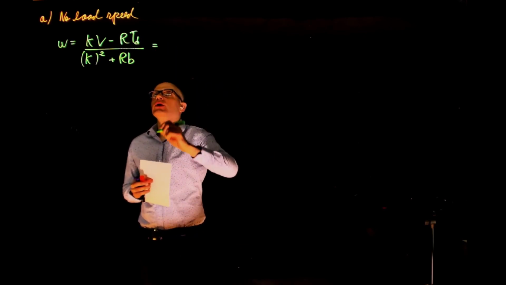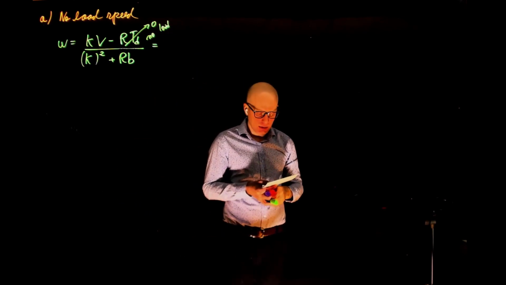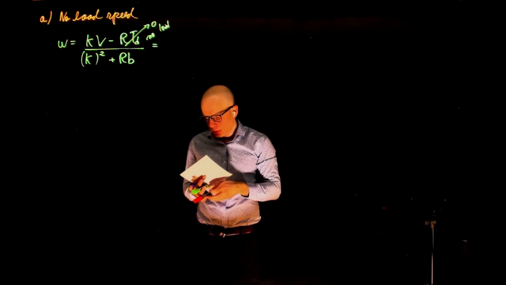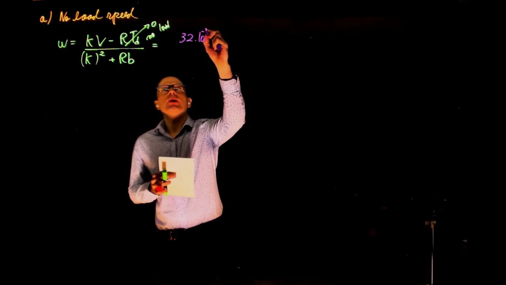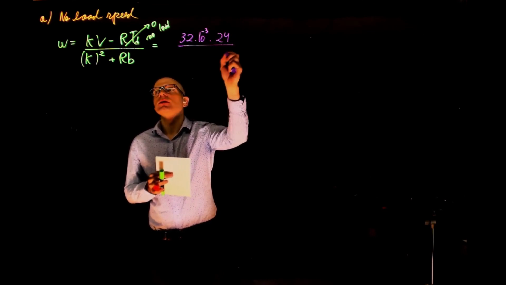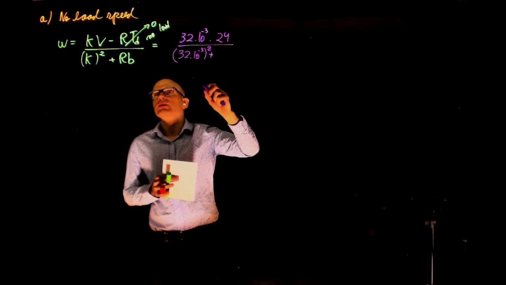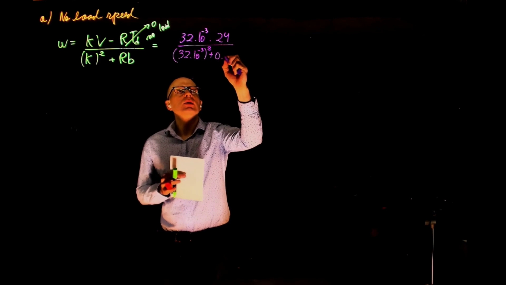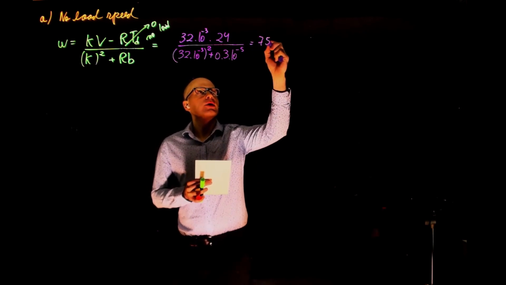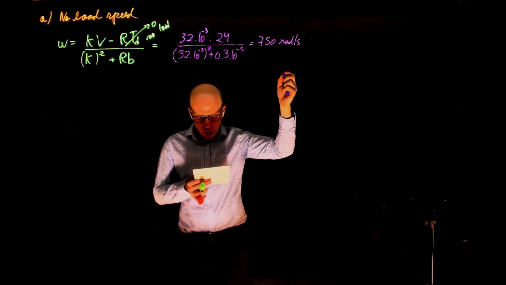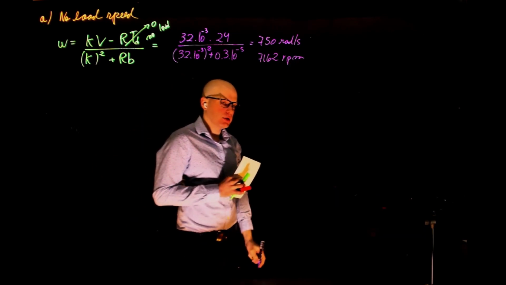Now for no load, the load torque is 0. What are we left with? We are left with K times V. K is 32 times 10 to the power of negative 3. V is the nominal voltage, 24 volts. Divided by K squared, 32 times 10 to the power of negative 3 all squared, plus R, 0.3, was it? Yep, 0.3, times B, which is 10 to the power of negative 5. This gives 750 radians per second, or 7162 rotations per minute. That gives you an idea of how fast the motor spins at no load.